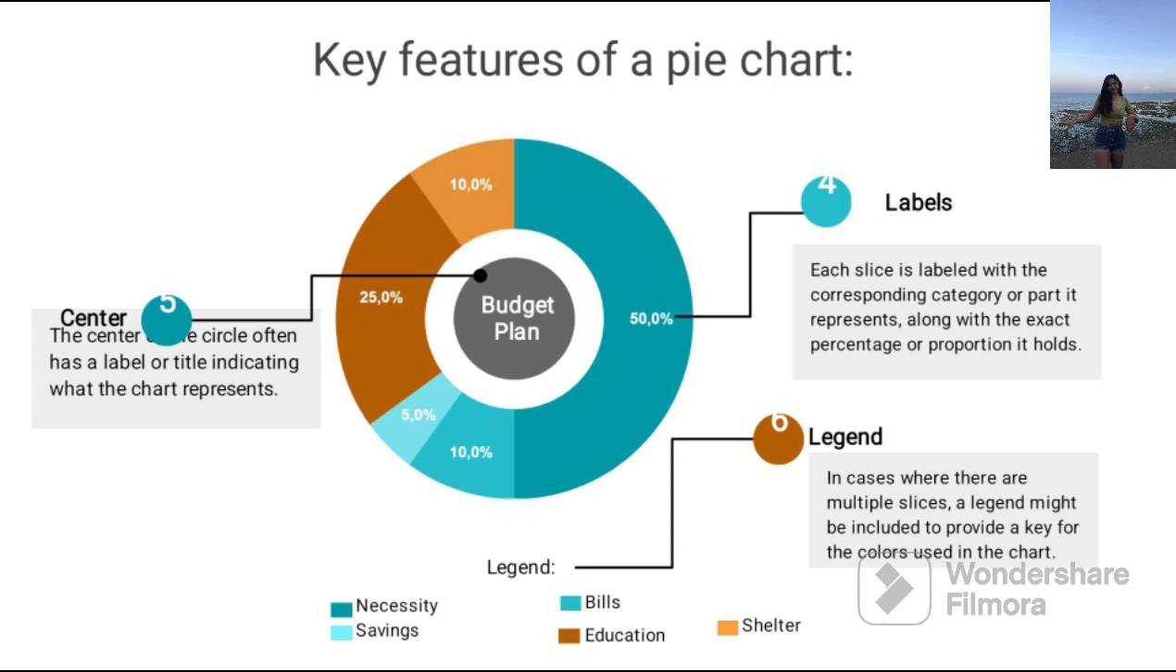Number 5, center. The center of the circle often has a label or title indicating what the chart represents. And lastly, the legend. In cases where there are multiple slices, a legend might be included to provide a key for the colors used in the chart.